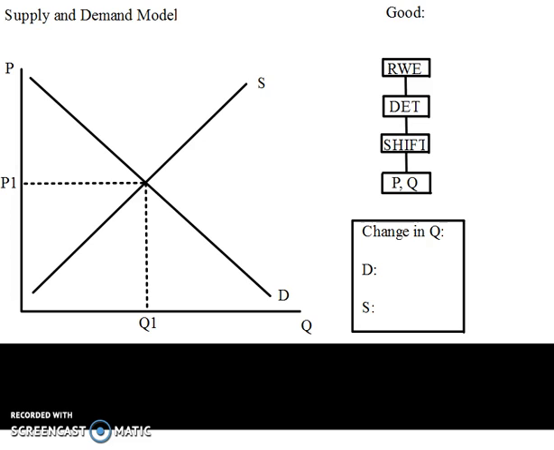On this podcast, we are going to continue with the determinants of supply. To do so, we are going to analyze the good milk. And so we have the quantity of milk in the market. We have the price of milk. Here's my equilibrium price. Here's my equilibrium quantity.